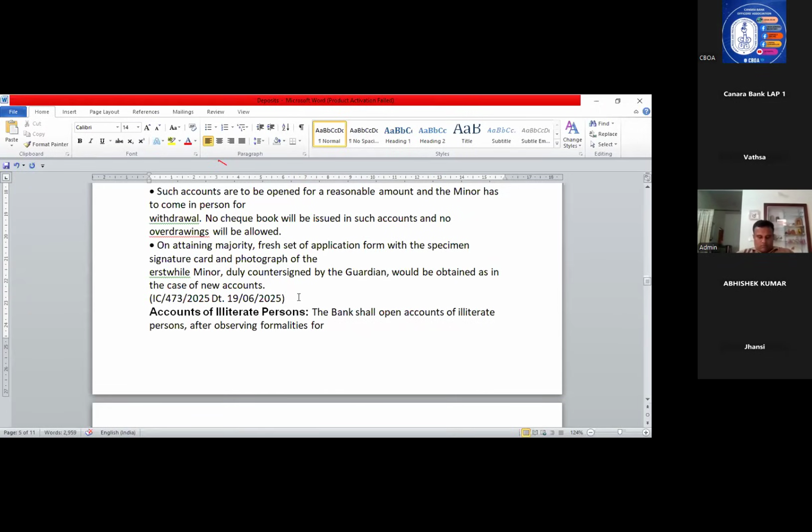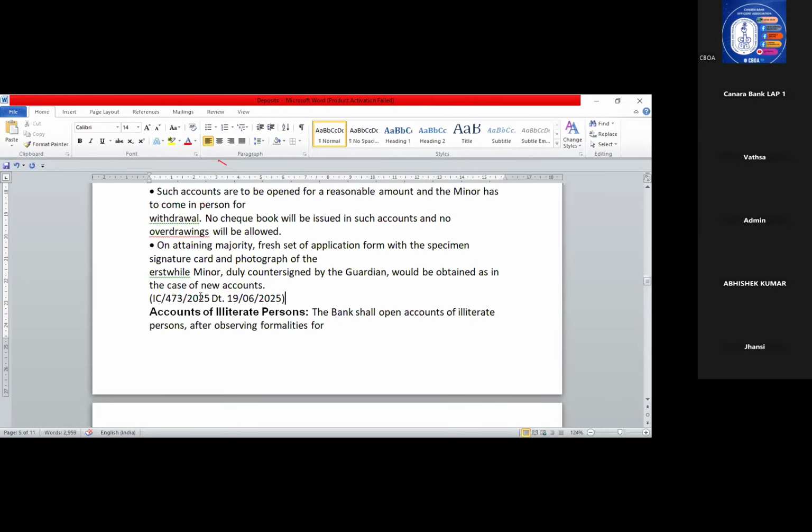Only when you open deposits, the guardian, the first taxable ID, that will be the guardian's when the guardian is operating the account. In case of minors' self-operated accounts, SB only we are opening. Whenever we are opening term deposits, it will be with the guardian only, and the guardian only will get the benefit till he becomes a major.